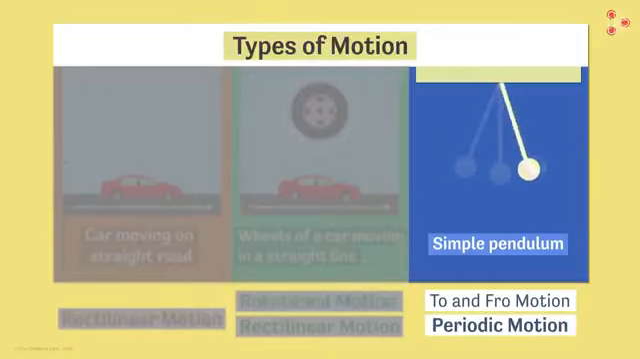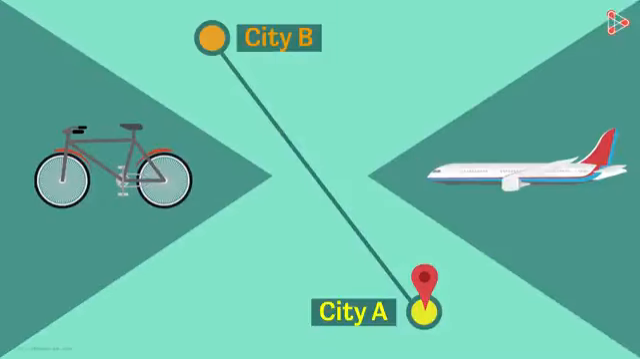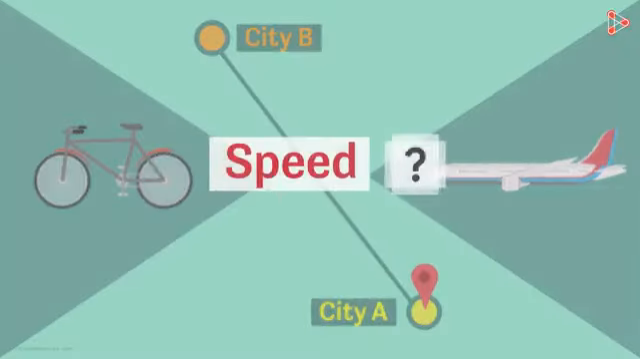Now let me ask you a question. Suppose you want to travel to city B from city A. Which mode of transport will get you quicker to the destination? A bicycle or an aeroplane? Obviously, an aeroplane. Because the speed of an aeroplane in air is much quicker than the speed of a bicycle on a road. But what is speed? Keep watching our videos to know more.